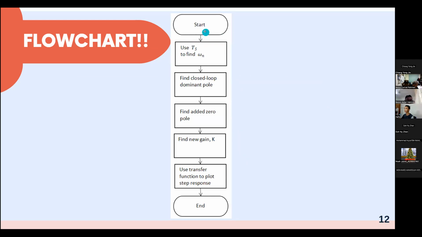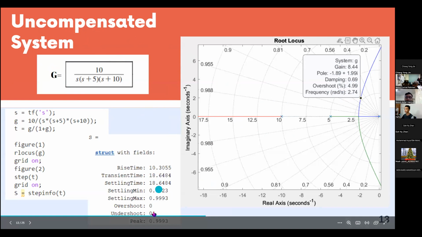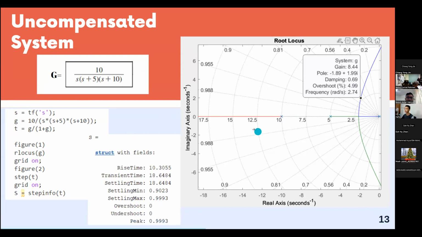This is the flowchart. Use Ts to find omega n, find closed loop dominant poles, find added zero, find new gain, return function to plot step response. So this is the uncompensated system. Basically, this is the question, and we can see the percentage overshoot here is already below 5%, and then the damping ratio we find is 0.69, and settling time here, and this is our graph.